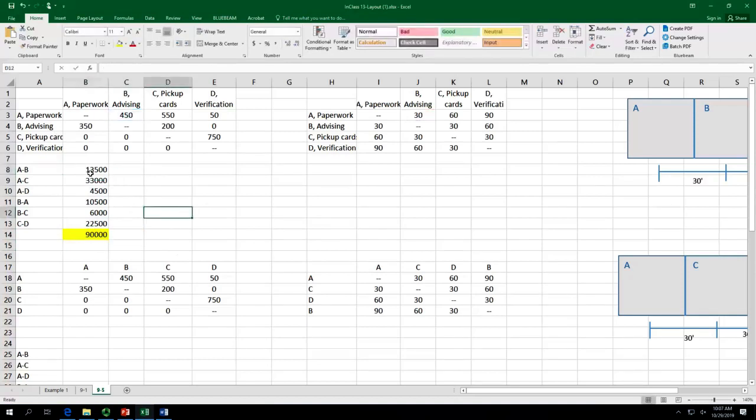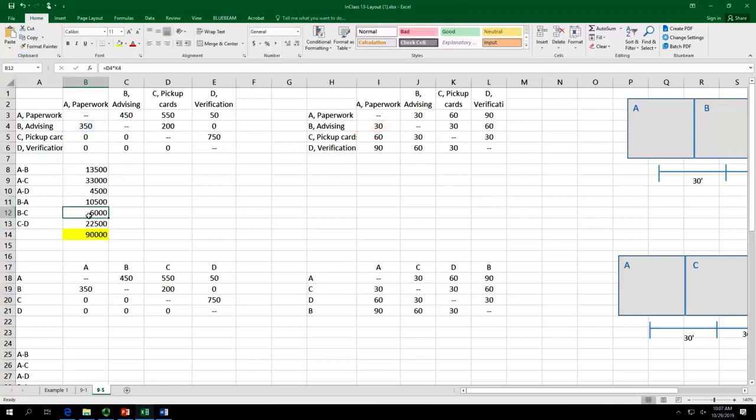Okay, so A to B is okay? Okay, and A to C? All right, and how about A to D? A to D is good. How about B to A? B to A, you use this. This is the people's load, and this is the distance. Actually, B to A, it is 30. Is that okay for this one? B to A.